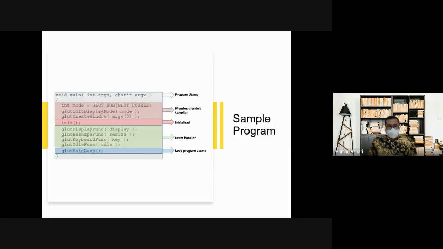As you can see here, I provide the sample program. You can also see the sample program in your practicum book. In the main program, you can see at the top the void main with the data types integer and character. After the main program, you can see the window interface and initialization. Next is the event handler: display, reshape, and you can use your keyboard. You can make these idle functions. And the last one, you make its loop from the main program.